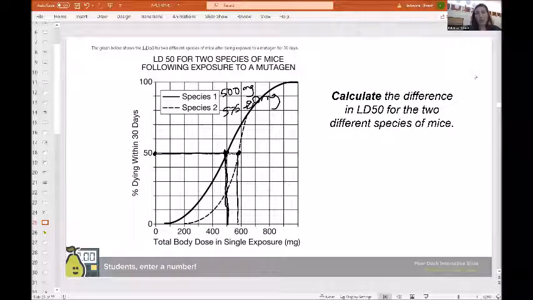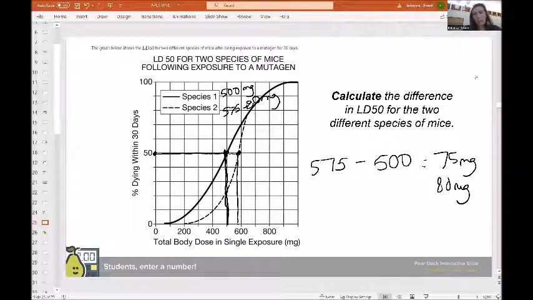All right, that's looking great, guys. If we said maybe 575, subtract 500 from that, that's about 75 milligrams, could be 80, depending on what you were reading on the graph. There's usually a range on the test if you have to look at a scale where you don't know for sure what the number is.